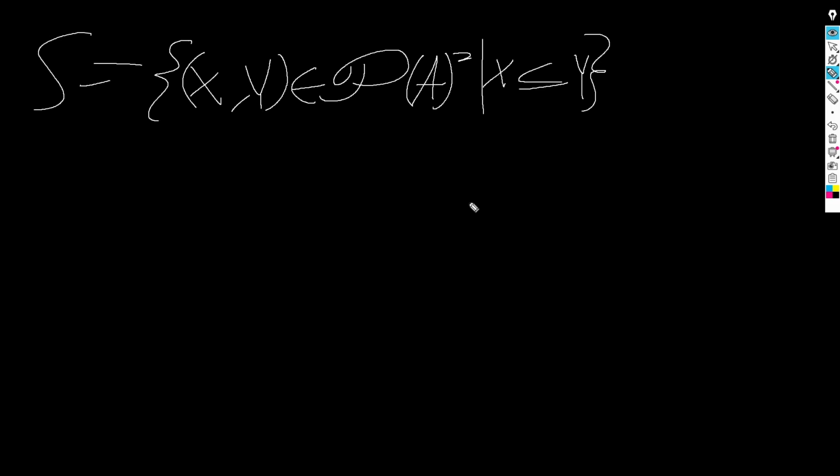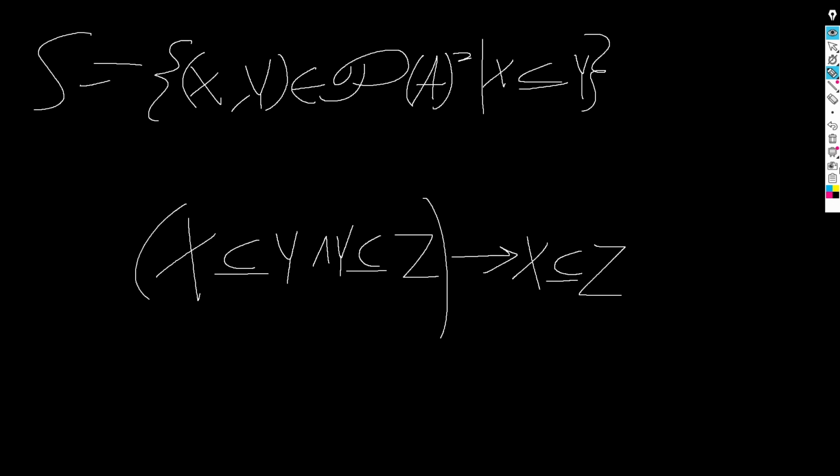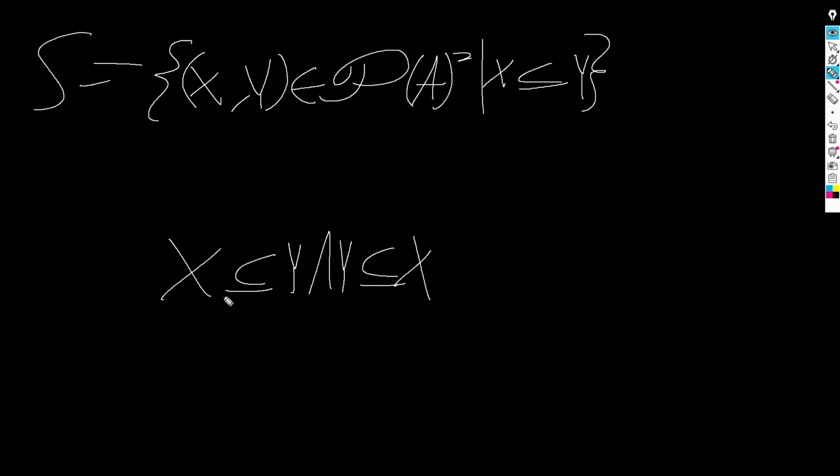So for example, if you let A be any set and let S be the set of all (x, y), where x and y are in the power set of A, such that x is a subset of y, then S is reflexive, since for any set x, x is a subset of itself, and S is transitive, as we can see here. S is also antisymmetric, since if x and y are distinct sets, then it cannot be the case that x is a subset of y and y is a subset of x. So x and y must be equal. This is why this is antisymmetric.